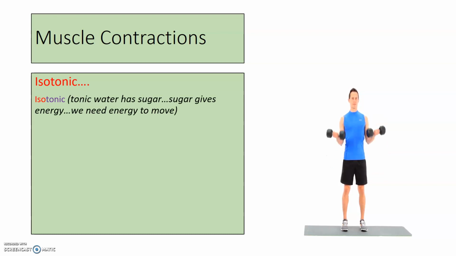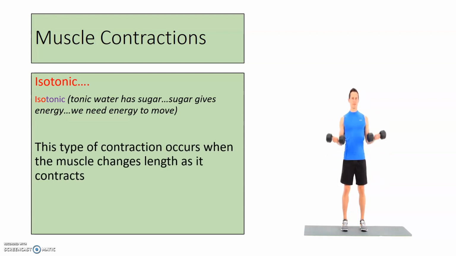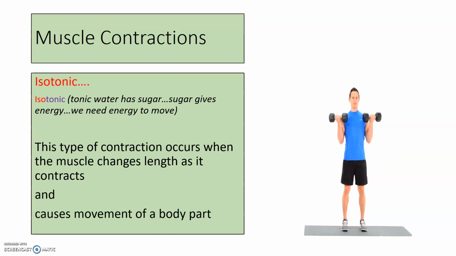Okay, the way I'd remember this is if you think about tonic water, that carbonated kind of drink, it contains some sugar, and basically sugar gives us energy, and we need energy to move. And when we think of an isotonic contraction, we're thinking about a contraction where the muscle changes in length as it tenses, as it contracts, and ultimately it causes movement of the body.